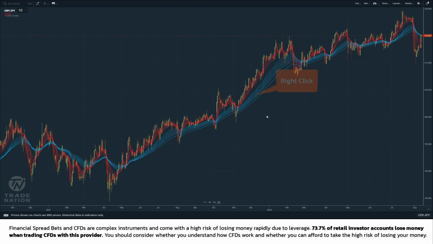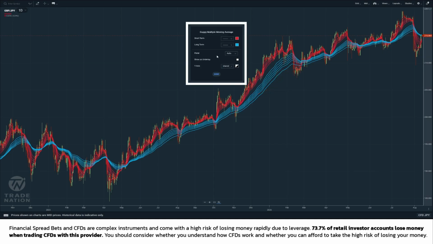To adjust the indicator on TN Trader, right-click the Guppy Multiple Moving Average and open its settings. From here, you can review the available inputs and change its appearance to make the two groups easier to distinguish.